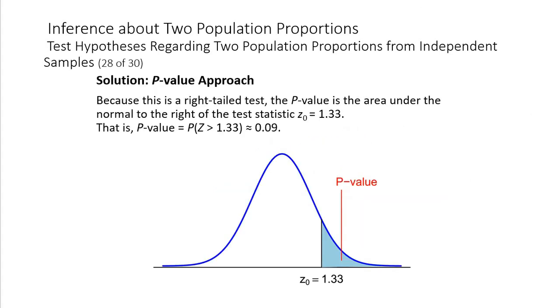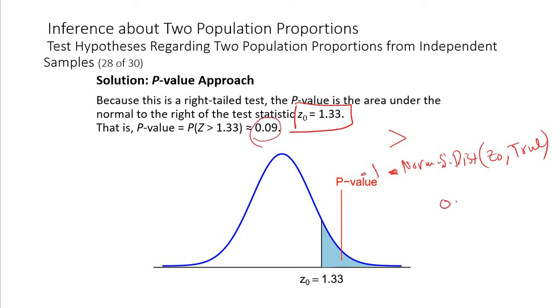Let's see how we're going to use the p-value approach in order to reach the same conclusion. After the step where you find z0 is equal to 1.33, since this is a right-tail test, we're going to find the area to the right of z0, which is equal to 1 minus NORM.S.DIST of z0, comma true. In this case, you're going to end up with the p-value equal to 0.09.